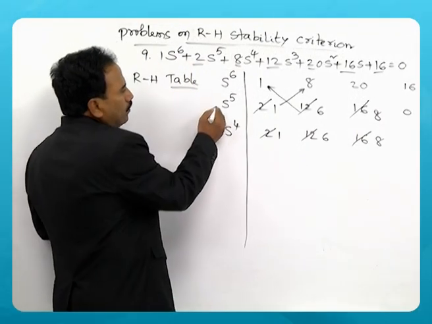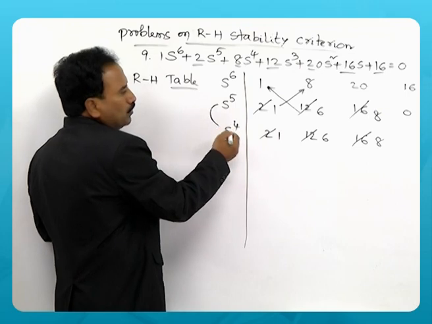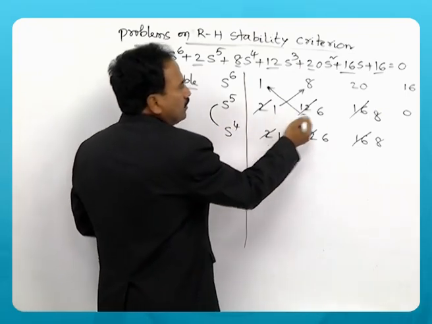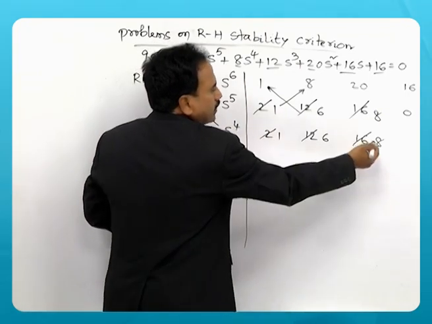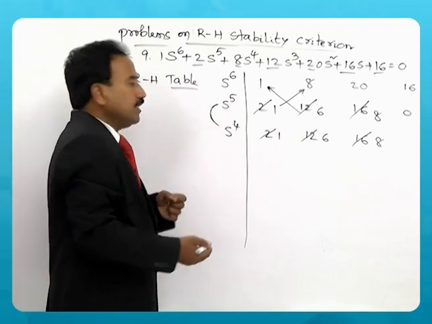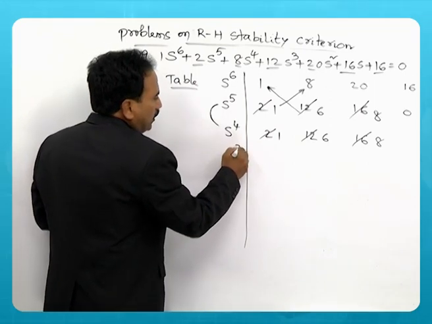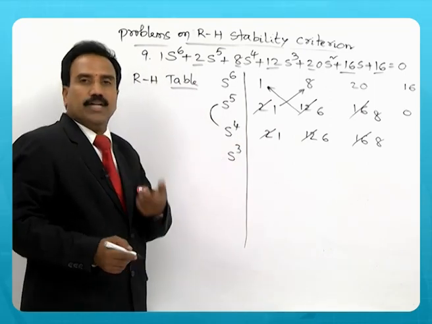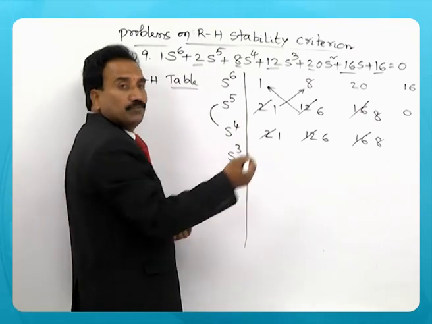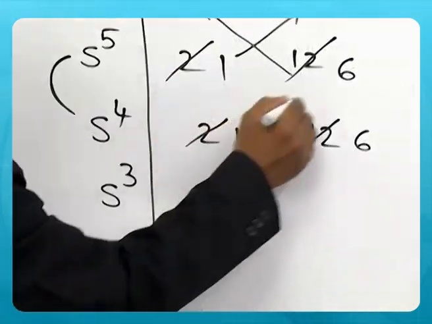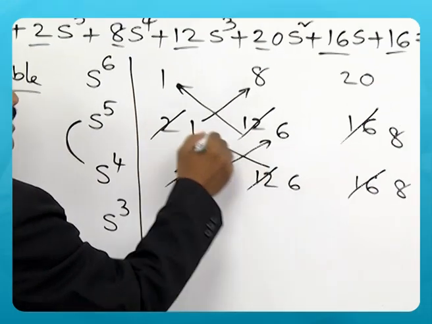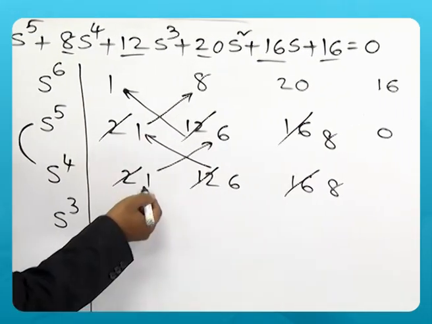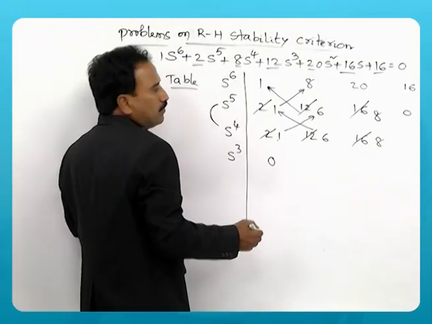When you observe the s power 5 and s power 4th row elements, they are 1, 6, 8 and 1, 6, 8. So certainly the s power 3 row, if you want to get it now, you get an entire row of zeros, because the product of this is 6 minus 6, 0 by 1, so you get 0.